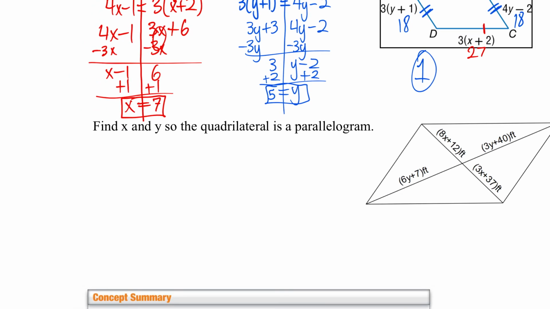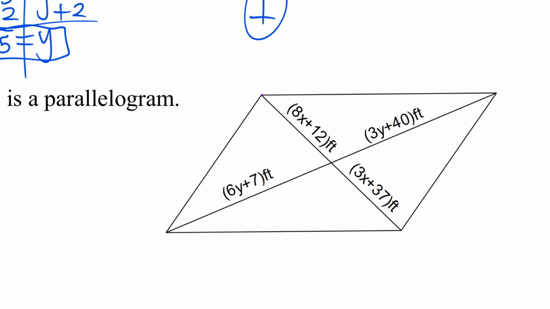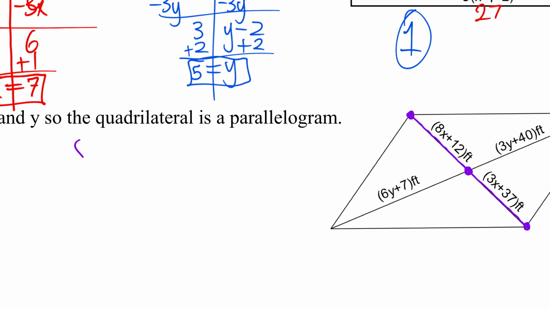Okay, next one is the same idea. Find the value of x and y so that this is a parallelogram. So remember, in a parallelogram, what do we know about what's going on inside of here? What's the property that we talked about? Diagonals bisect each other, right? That means they split each other exactly in half. So that means that this piece needs to be congruent to this piece if it's bisected, if it's cut exactly in half. So what I'm going to do is set them equal. I'm going to go 8x plus 12 equals that 3x plus 37.